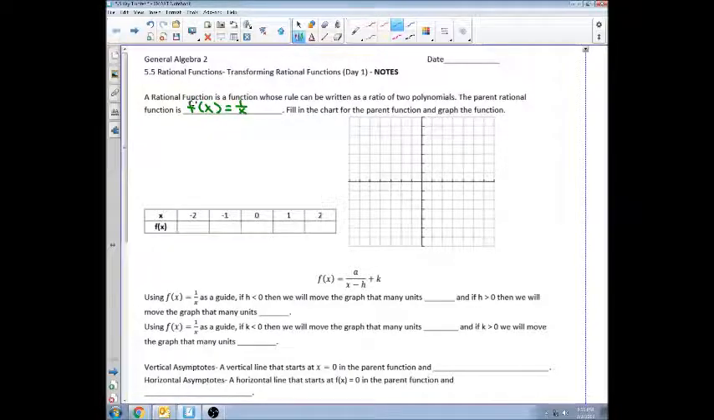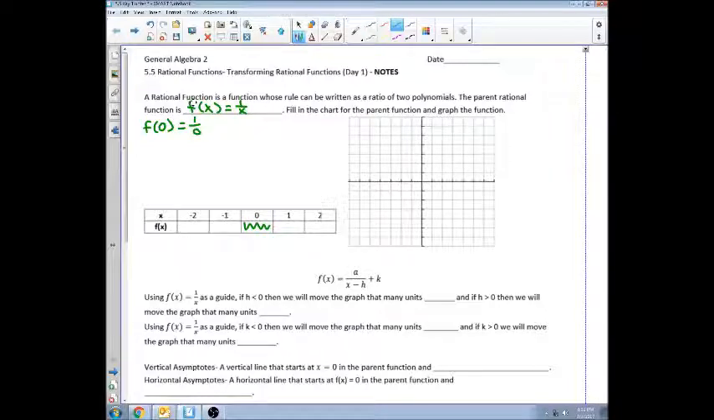We need to fill in the chart for the parent function and graph the function. To fill in our chart, we always start at 0, okay? So if I put 0 in for x, so f of 0, I'm just replacing all my x's with 0, 1 over 0. If you type that into your calculator, what you're going to find out is that 1 over 0 is not allowed. It is not true. So our f of x is actually going to be nothing. I use a squiggly line. Use something that signifies to you that there is nothing there. We'll explain what that means in one second.